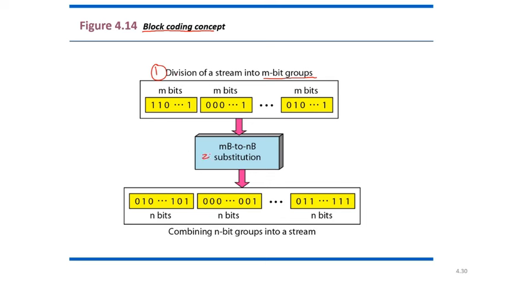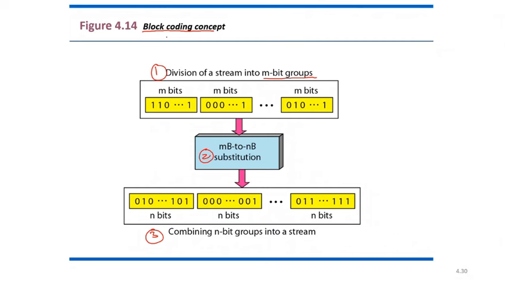The second one is called substitution. Substitution means this is m-bit data, and we are going to substitute it with n-bit data. After substituting, we obtain n-bit data. This will be substituted with another n-bit data, and likewise. This is the substitution. The third step is the combination. We combine all the n-bit data to form a bit stream. This is called block coding.